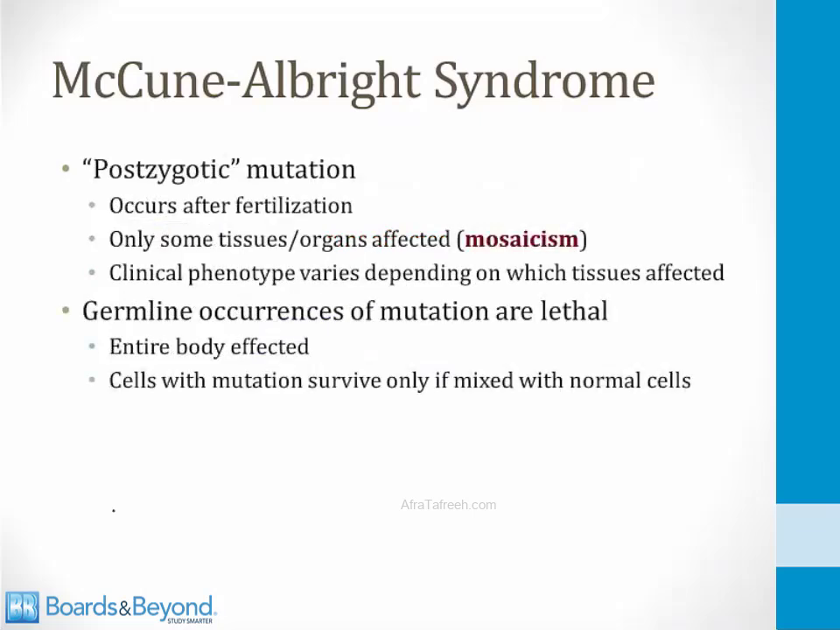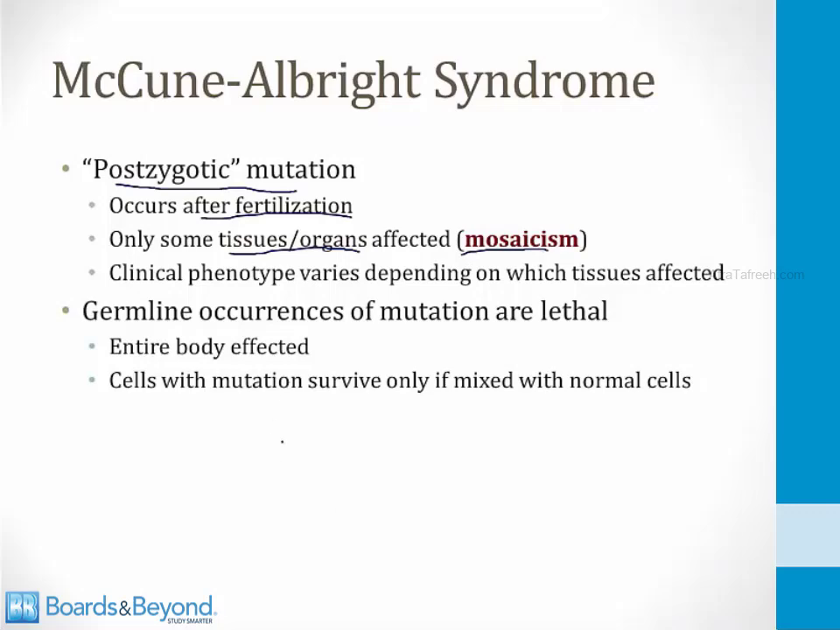The most important thing for you to remember about this very rare disorder for the Step 1 exam is what's shown on this slide. McCune-Albright syndrome is caused by a post-zygotic genetic mutation. It occurs after fertilization, and therefore only some tissues and organs are affected. In other words, it is said to display mosaicism, and the clinical phenotype will vary depending on which tissues are affected.